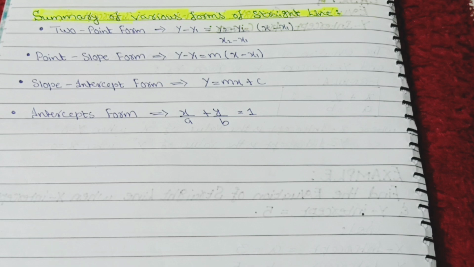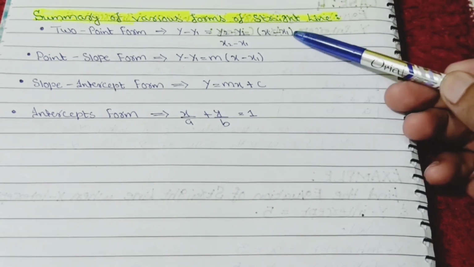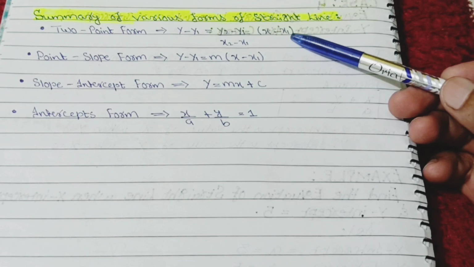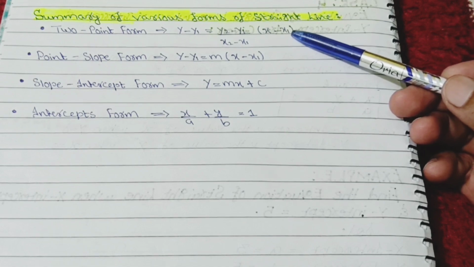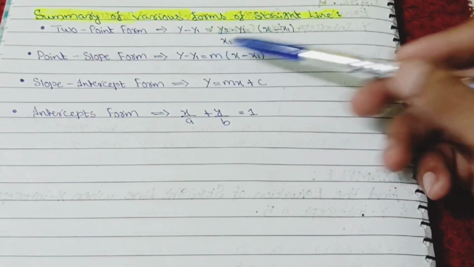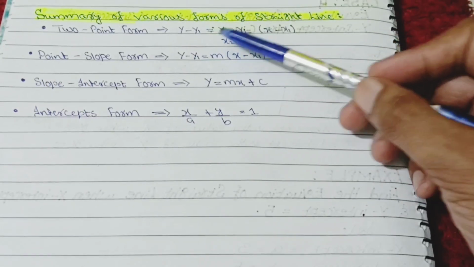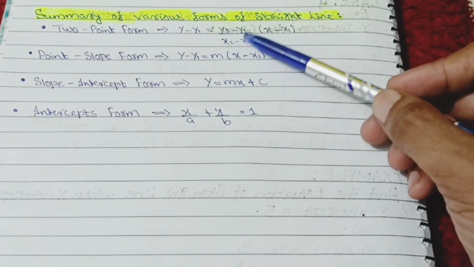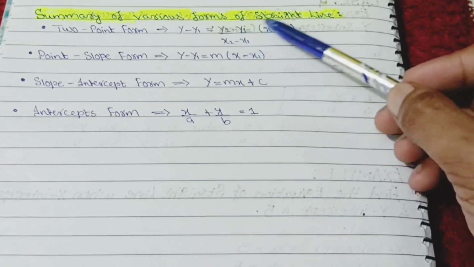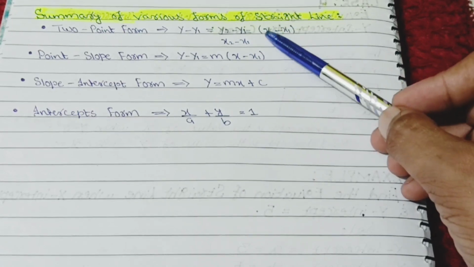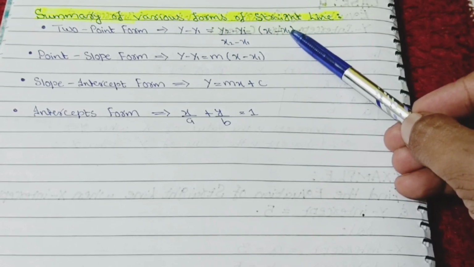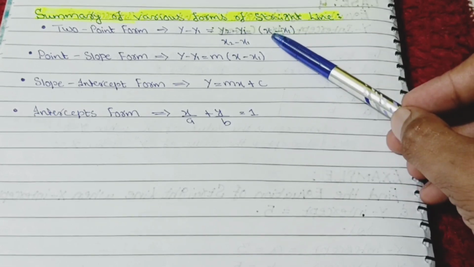Summary of various forms of a straight line. We discussed four cases of the equation of a straight line: case number 1, case number 2, case number 3, and case number 4. This is our first case, when 2 points are given and we have to form the equation of a straight line. So we use this formula: y minus y1 is equal to (y2 minus y1) upon (x2 minus x1), round bracket starts, x minus x1, round bracket close. This is our case 1.